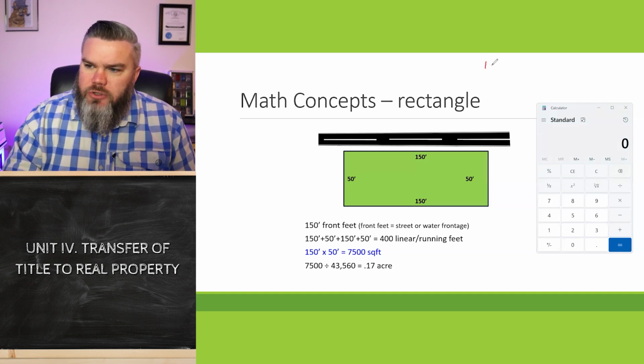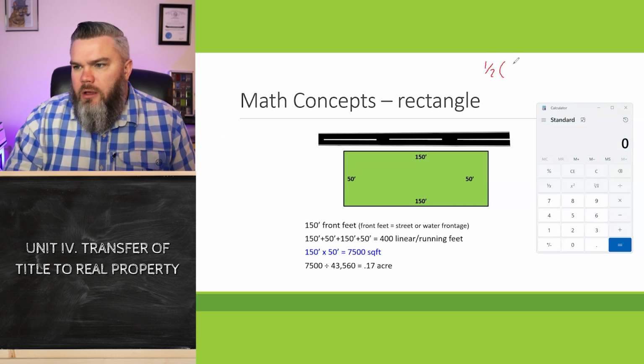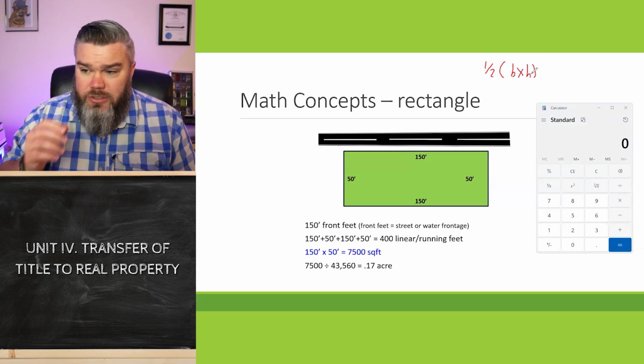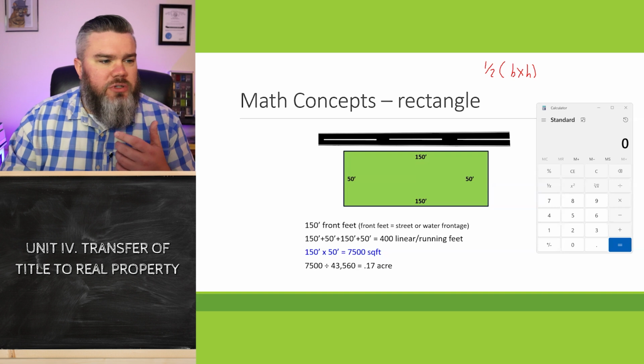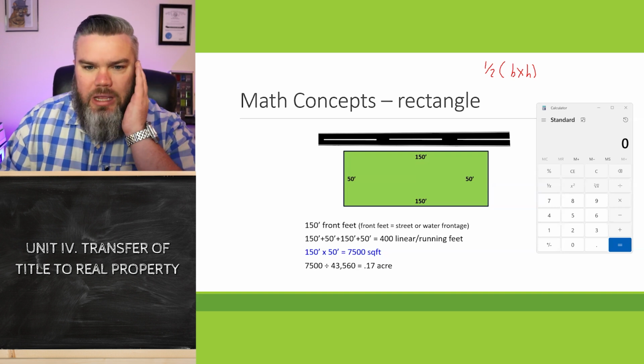So what a lot of people do is they'll do like 1/2 base times height. In other words, what we're saying is what Tara just said. Base times height divided by 2. Folks, let me explain why it's that.